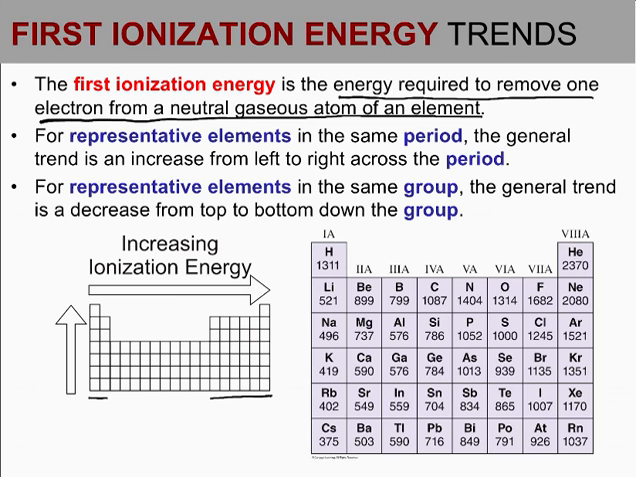And you'll notice that going from left to right, the energy is increasing. Or it's generally increasing. There's a couple of discrepancies in there. And then as we go down a column, the energy is decreasing. So we're increasing going left to right and decreasing going down a column.